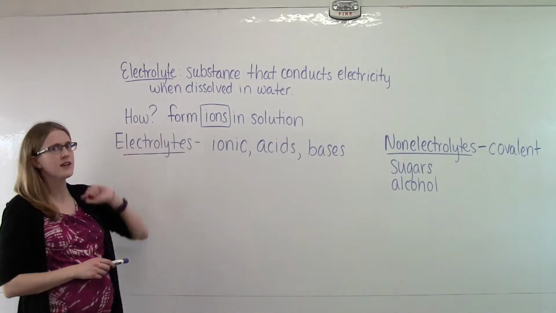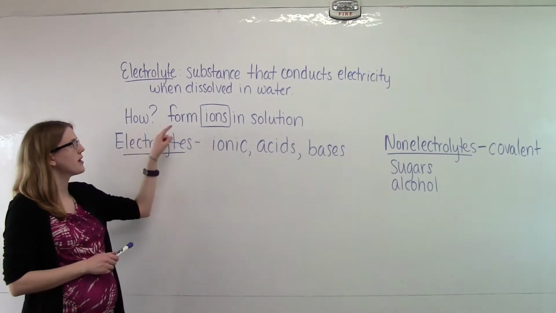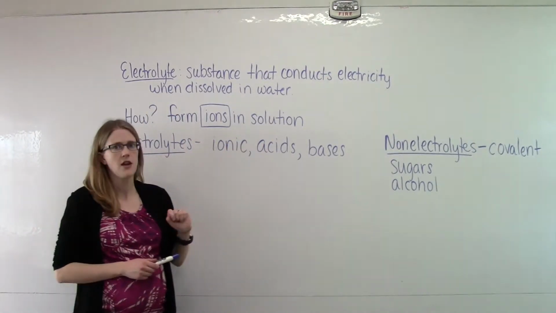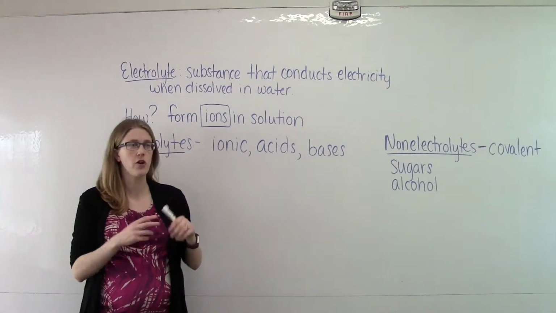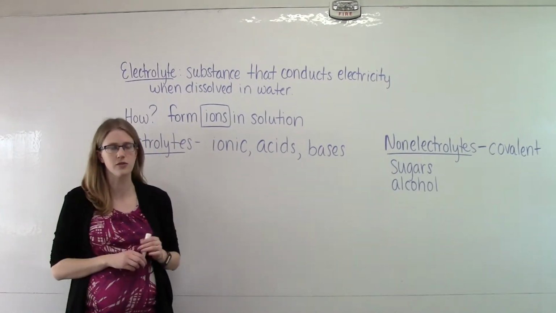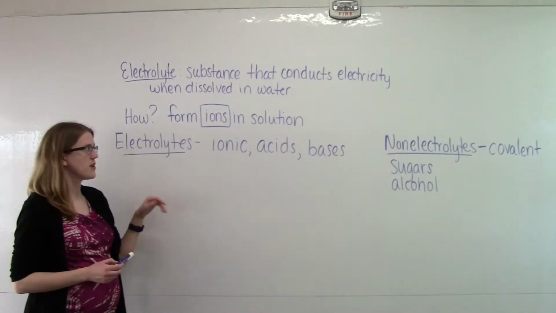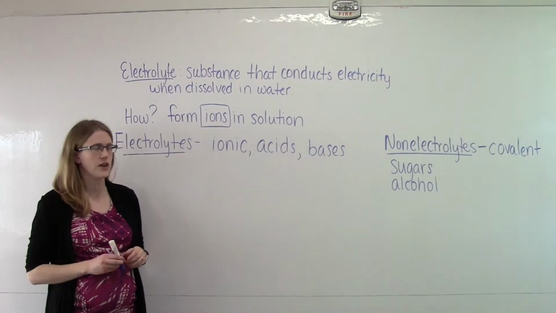But why does it conduct electricity? It does that because electrolytes form ions in solution. And since those ions are in solution, they are free to flow, because the ions are free to move around the solution as well. So electrolytes tend to be ionic, acids, or bases. That's how you tell what an electrolyte is.